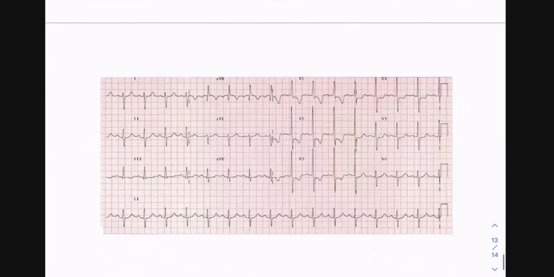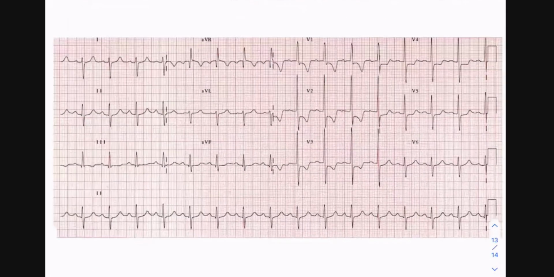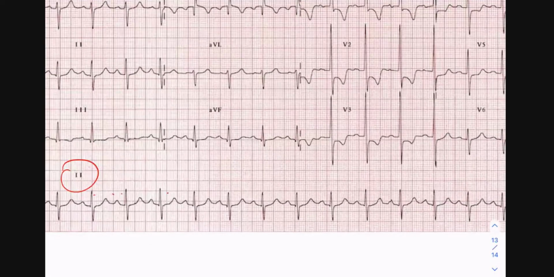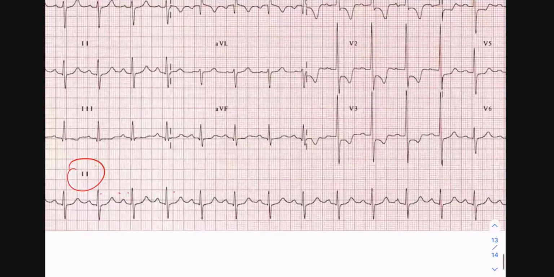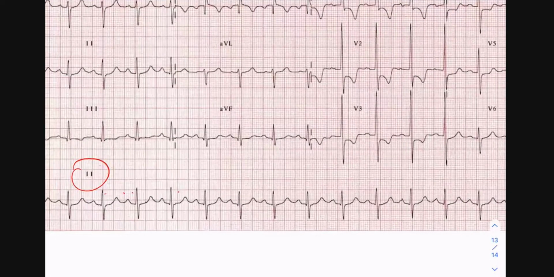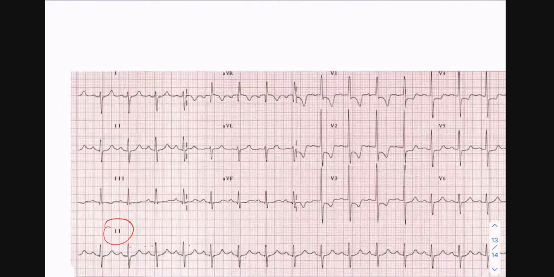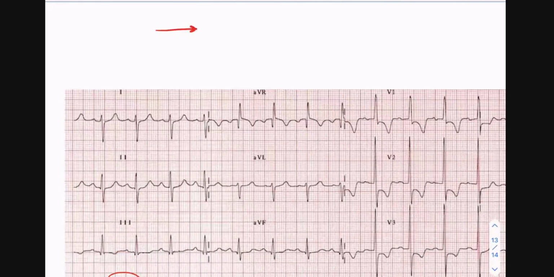Next, let's look at what's going on here. In lead 2, the rate is 300, 150, 100, about 90. So the rate is fine, slightly elevated, but that's fine. I see rhythm, I see PQRST, PQRST, PQRST, so that's good. The next thing I want to look for is my axis. This time, lead 1 is negative. This was our positive lead 1, but it's negative. So I'm going to look at the other end of lead 1, which is at plus minus 180 degrees.